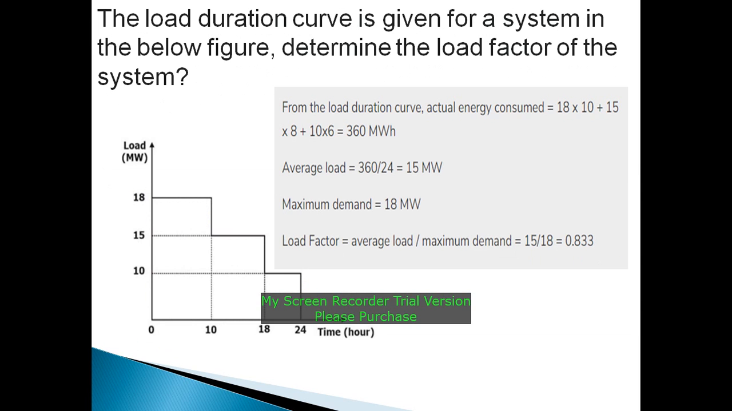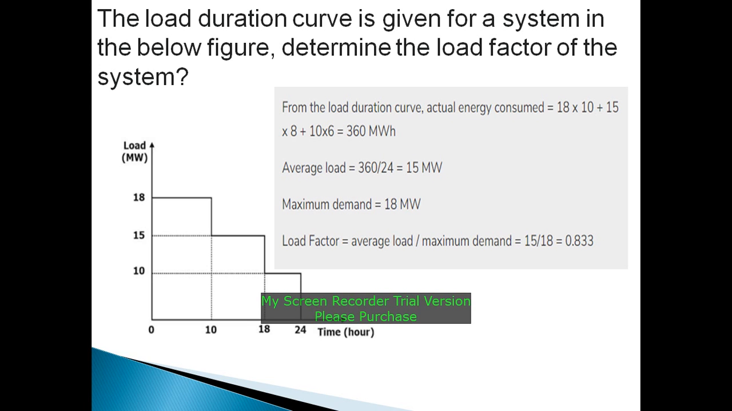Again, it is very simple. The load duration curve of the system is given in the figure. Determine the load factor of the system. So from this load curve, it is a load duration curve, since the load elements are represented in descending order. From that we can find out what is the actual energy consumed.